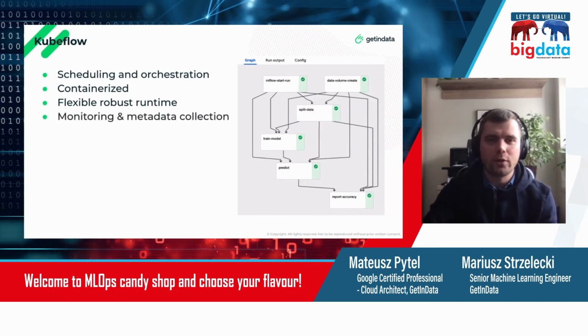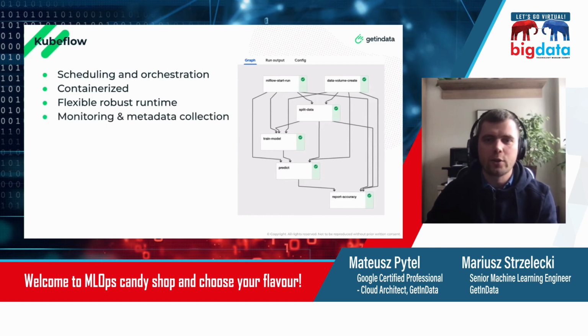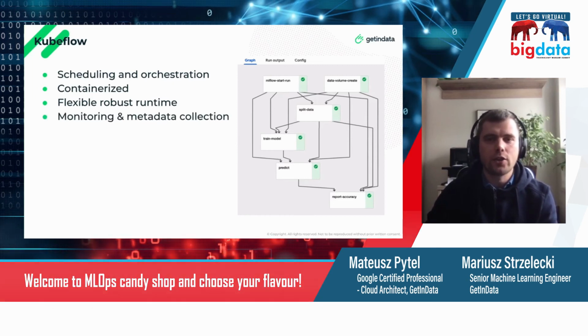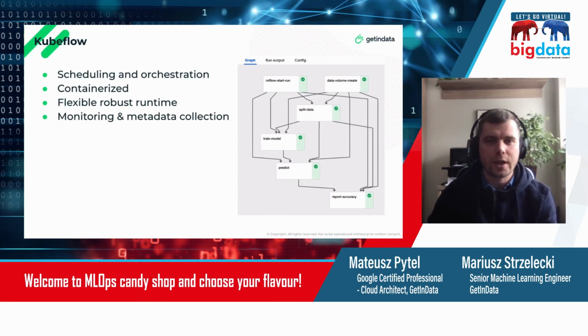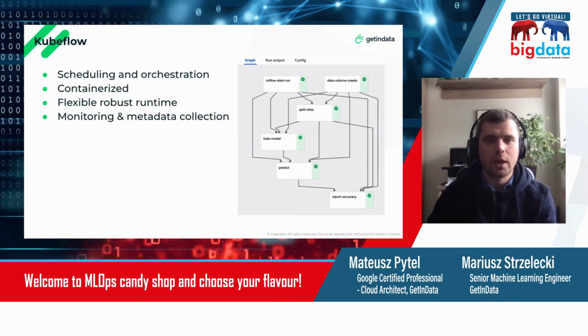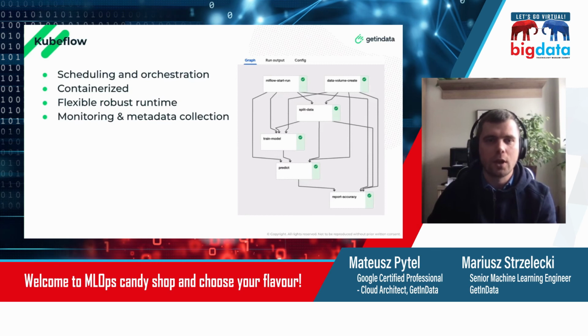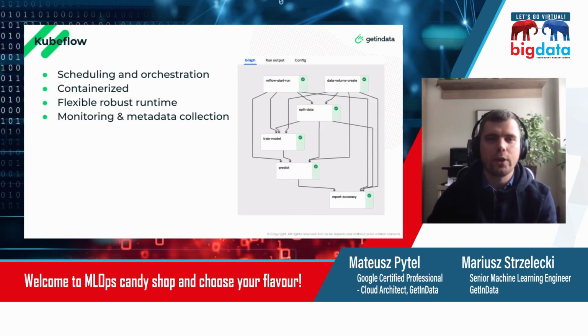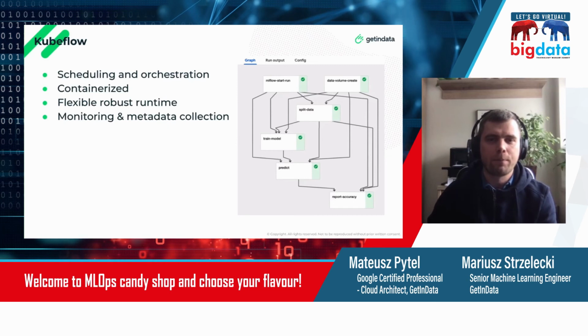Additionally, it provides monitoring and metadata collection, so we can check the status of the jobs. We can check what the results were. We can download the other artifacts like models. We can browse the metadata. So it's everything we need to automate the models.